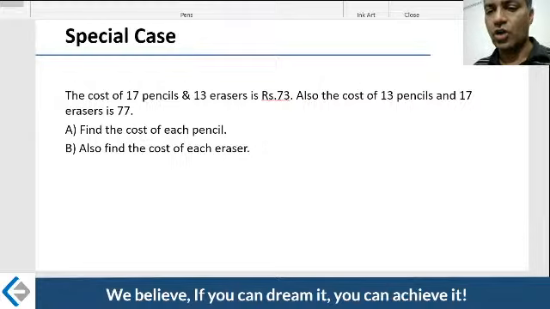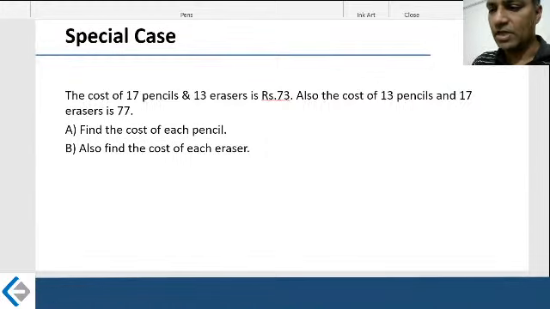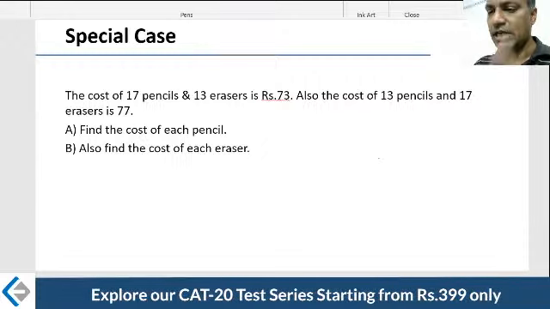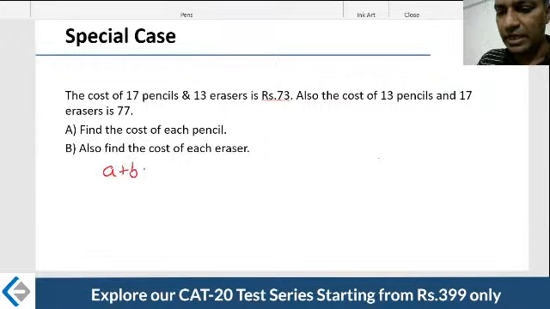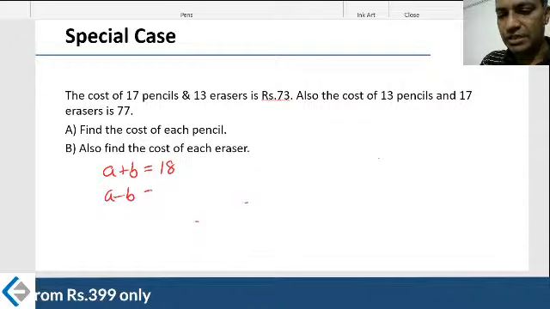So what does it say? The cost of 17 pencils and 13 erasers is 73. Let's understand and write this again. 17 pencils. Let's learn a couple of learning points. Even before I deal with this particular equation, listen to me carefully. If I have two variables a and b, the sum of a and b is 18. A minus b is equal to 12.